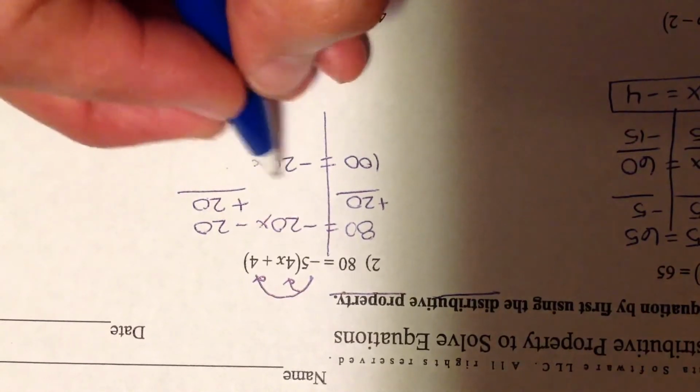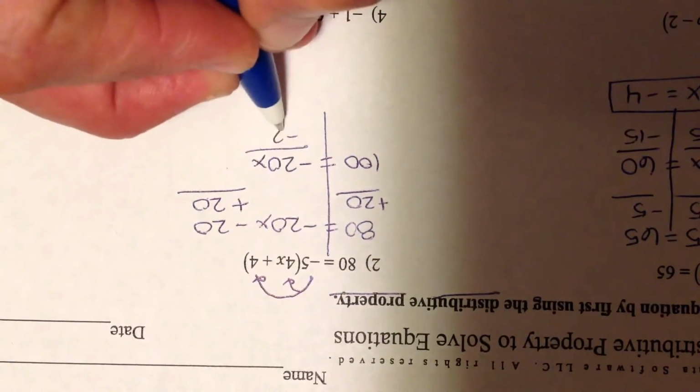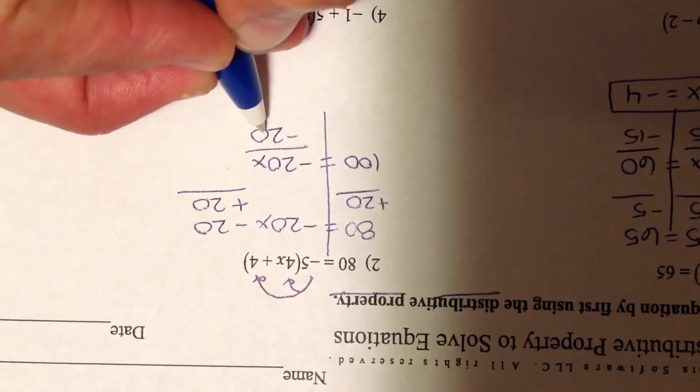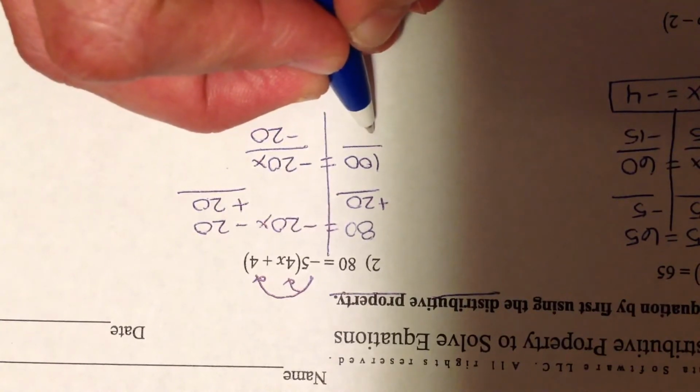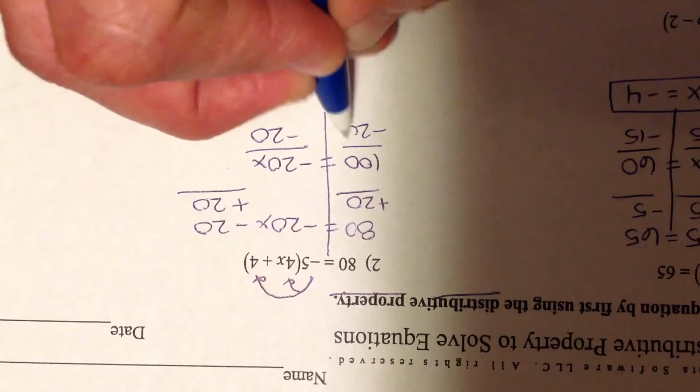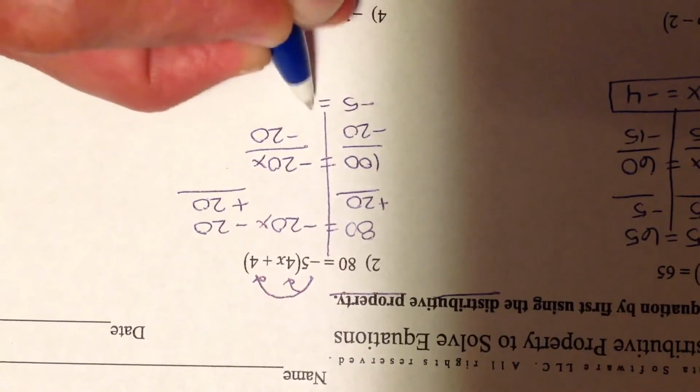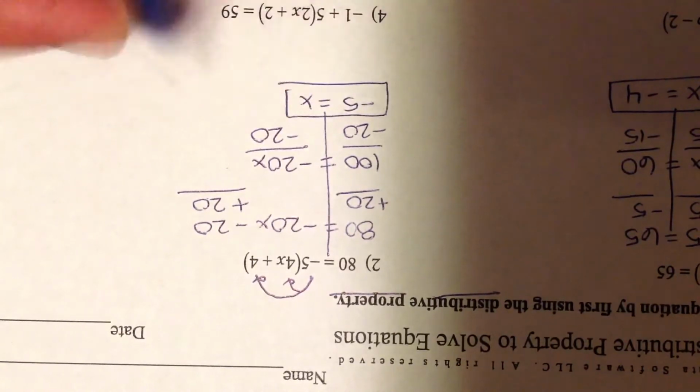That's gone. The way I get rid of the negative 20 is by division. Negative 20 divided by negative 20 goes away, and it's a 1. 100 divided by negative 20 is negative 5. So x equals negative 5.